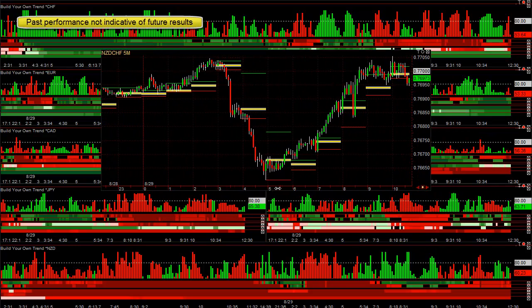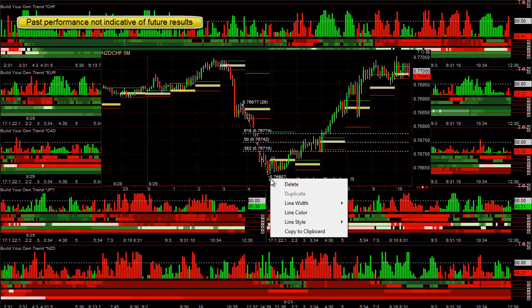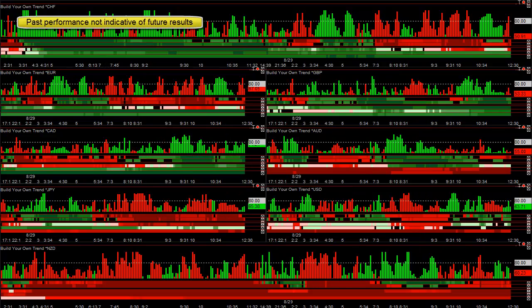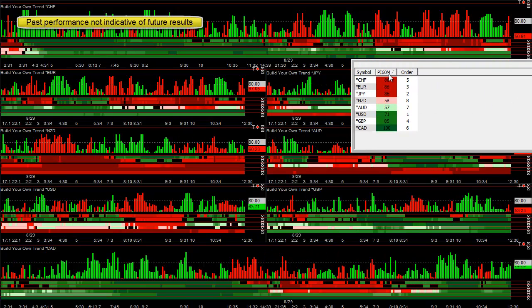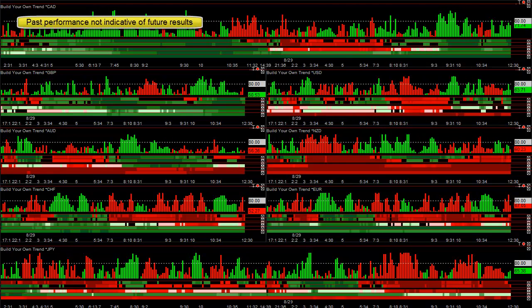And in fact, because the New Zealand already got weak beforehand, you can see it fell another 23 pips to be exact from that spot. You can sort the currency meter to see the strongest ones on top, the weakest ones on the bottom. There's so many easy ways of trading using our tools.